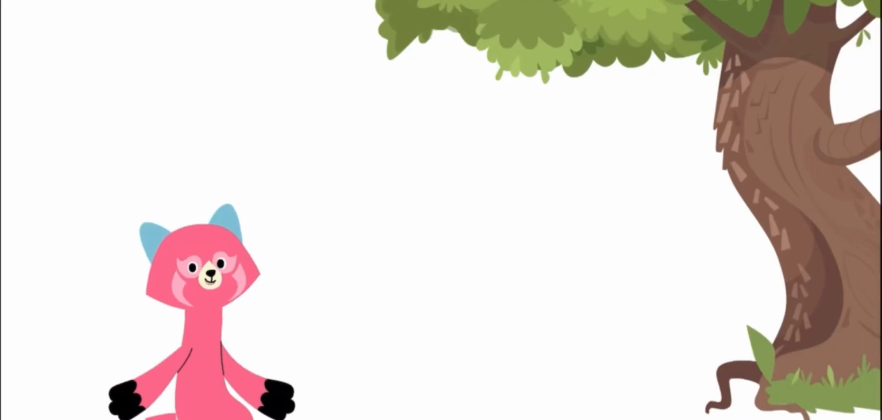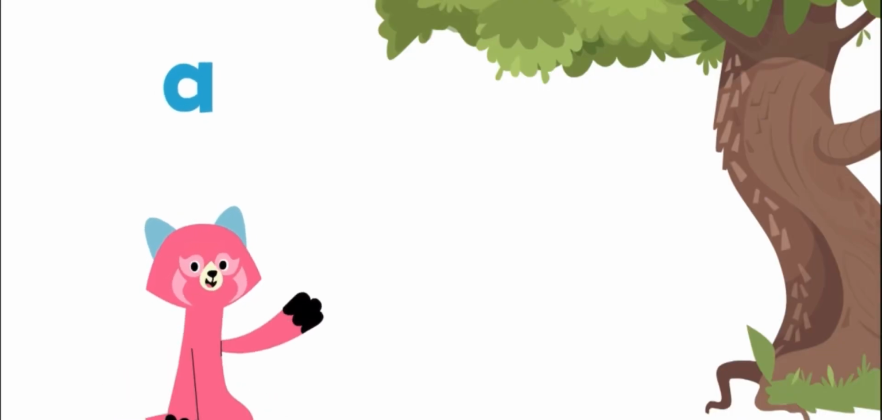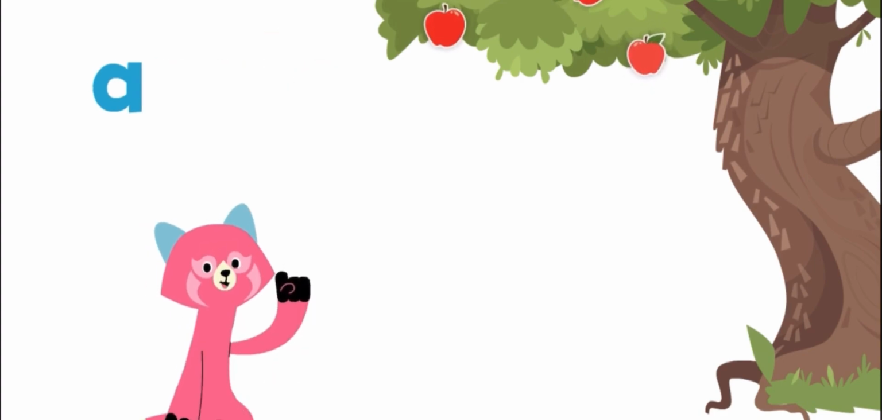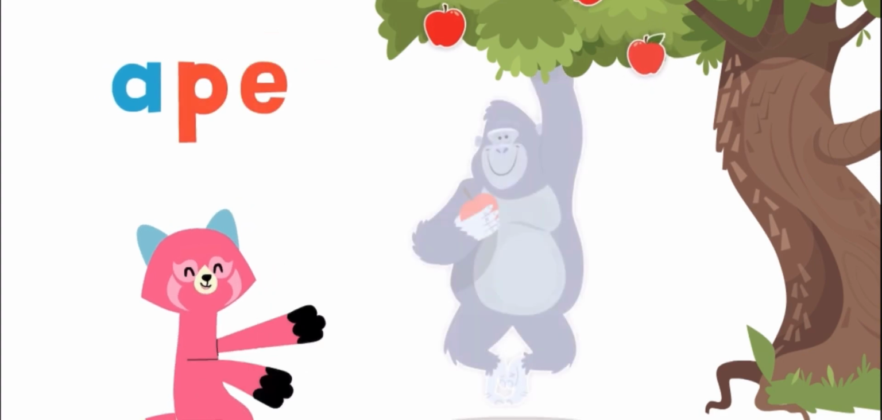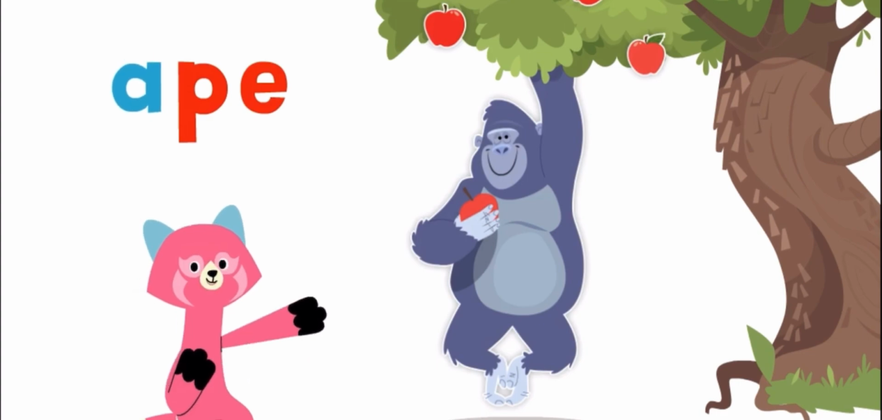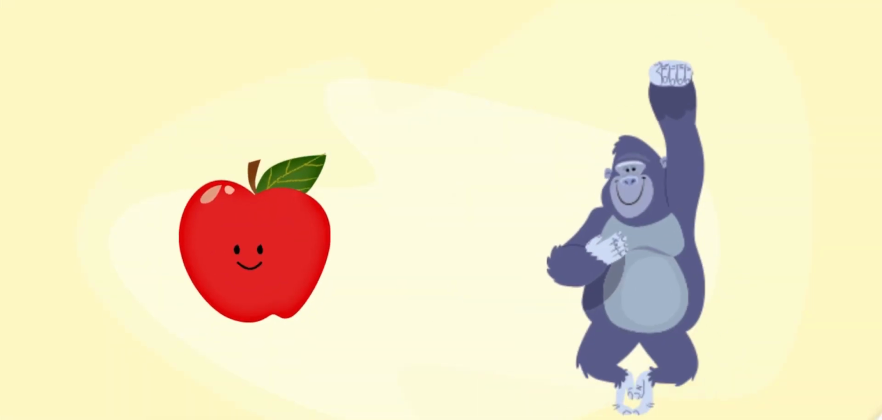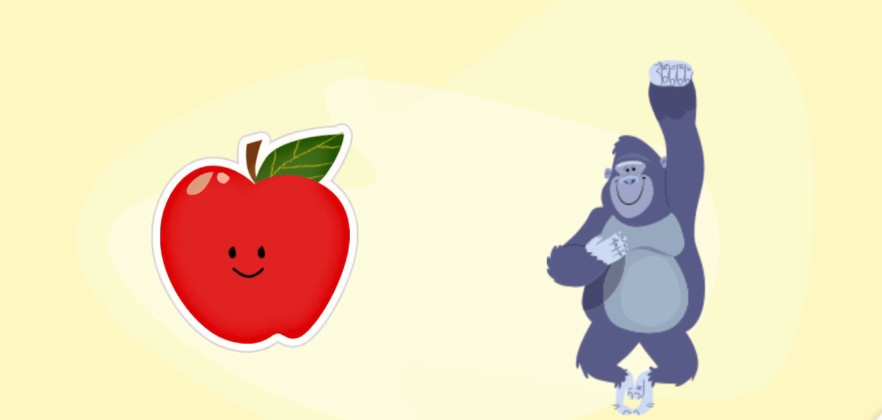Remember vowels? The letter A is a vowel, and it can make different sounds. It can make the short A sound, like an apple. Or it can make the long A sound, like an ape eating an apple. Apple, ape. Which one has the A sound? Apple. That's it. Apple starts with the A sound.